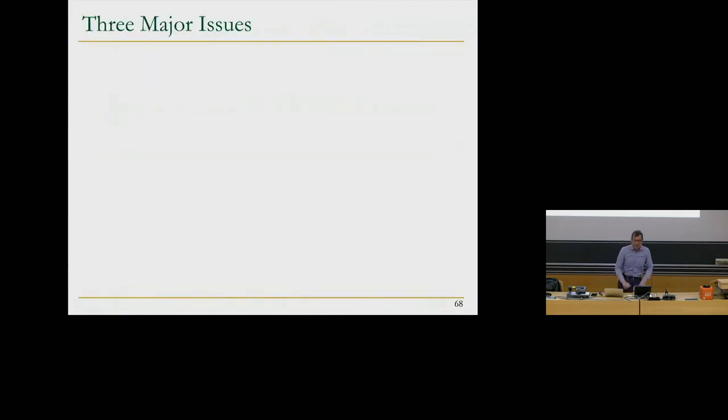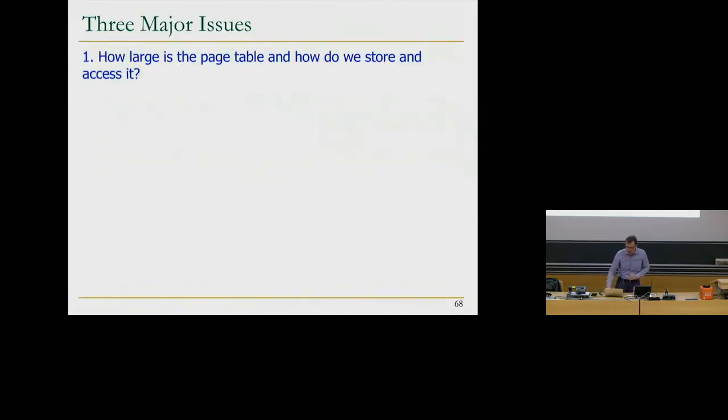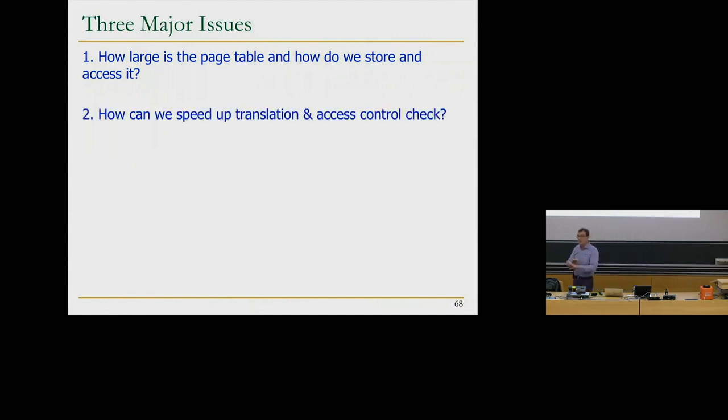So we've actually covered some issues in virtual memory. Virtual memory has a lot of other issues, but there are three major ones. First, how large is the page table, and how do we store and access it? I've given you the hint that the page table needs to be hierarchical, and you can read chapter 8.4 and the backup slides if you want to know more. The second is, how can we speed up address translation and access control checks? We talked about that. TLBs are a good way to go.